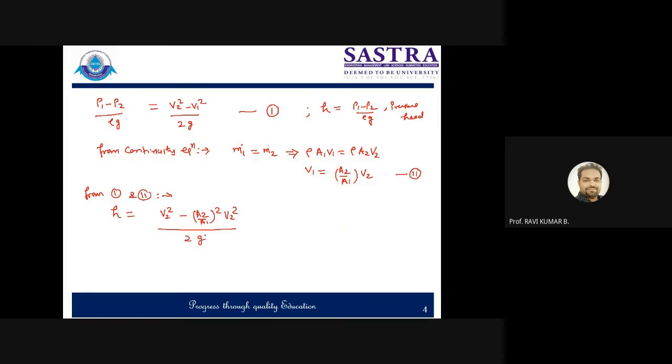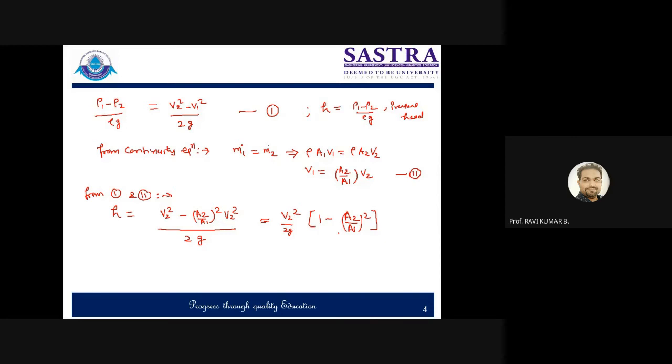Now you solve this. If you solve this, it can be written as V2 square divided by 2G, because V2 is common in all. So we can write in bracket 1 minus A2 divided by A1 whole square. Clear? Like that you can write.